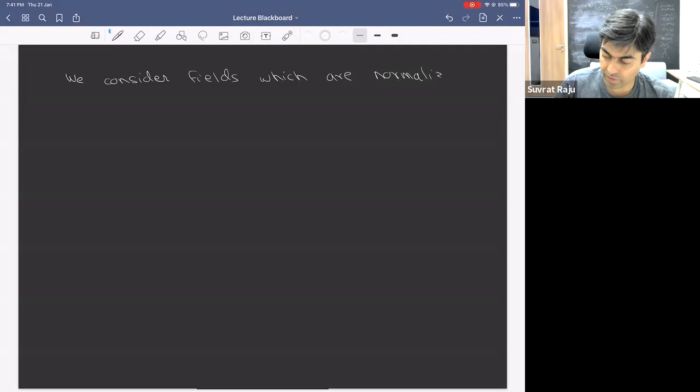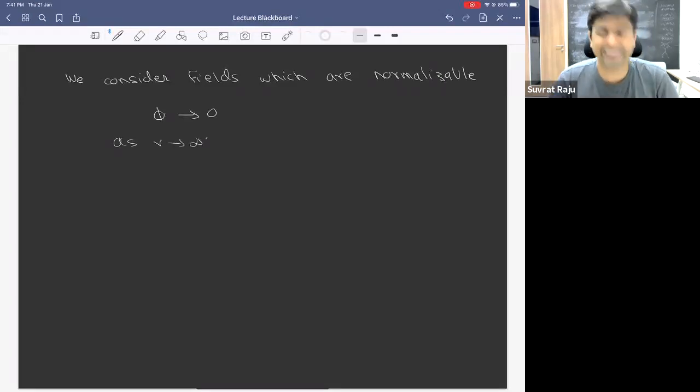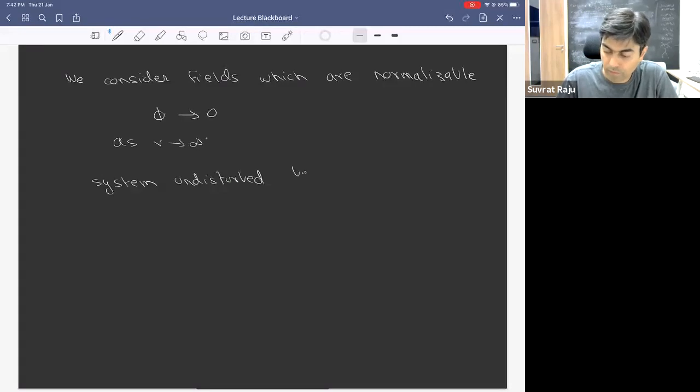And that means that phi goes to 0 as r tends to infinity. Now, the physical interpretation of this, which is true not only for fields but for all other dynamical operators, and not only for scalar fields but for the metric as well, is that we are considering a system undisturbed by external sources.